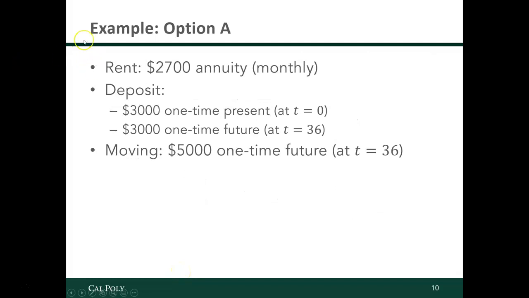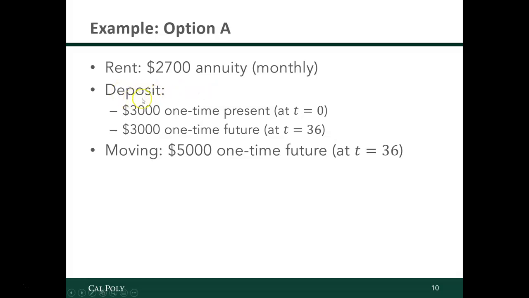Okay, so here's option A and what the analysis is going to look like in broad strokes before we get into the details. The rent is a $2,700 annuity, right? It's happening monthly. The word annuity came from the word annual, but we're going to do this problem on a monthly basis, and we know that it doesn't really matter whether it's years or months. All we care about is periods and making sure the interest rate is consistent with the period.